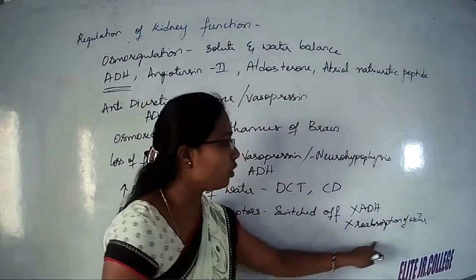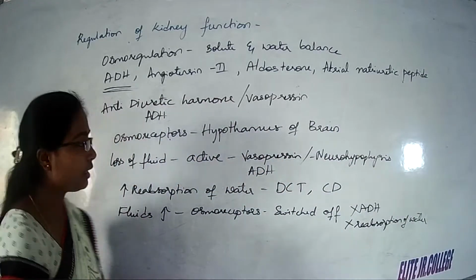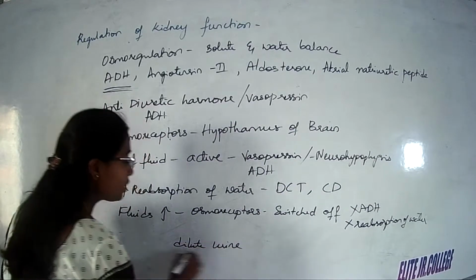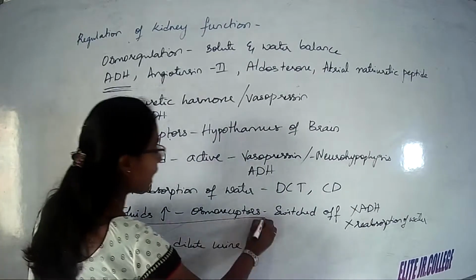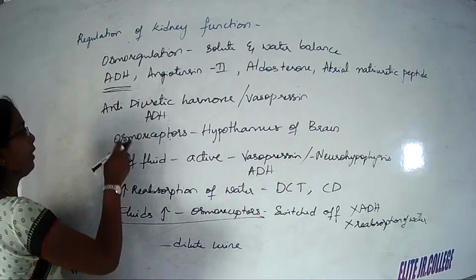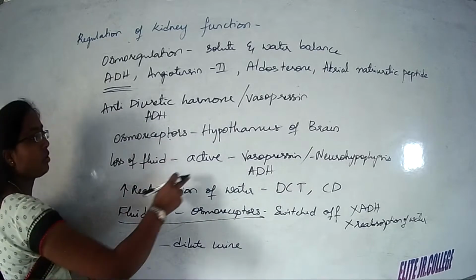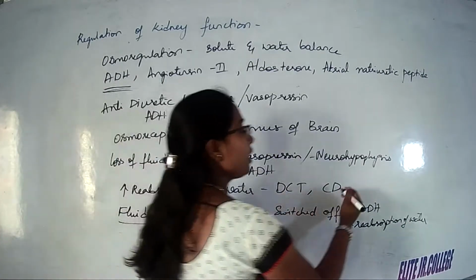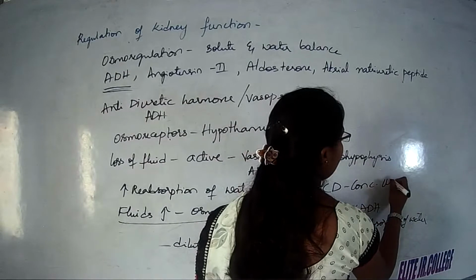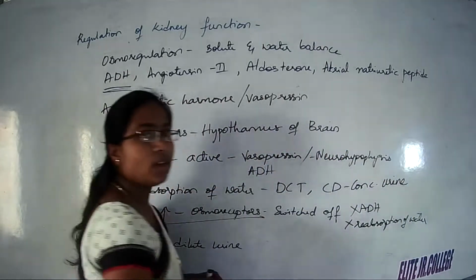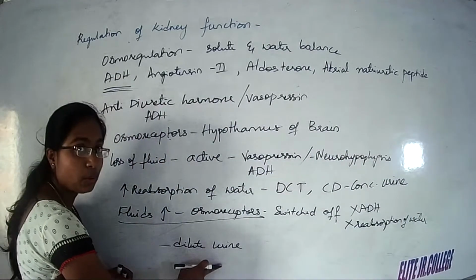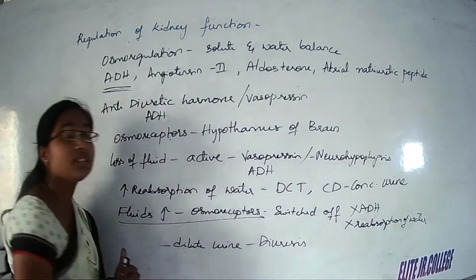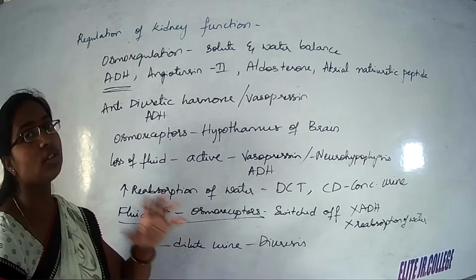Okay. When there is no reabsorption of water, then it is going to result in the production of a dilute urine when the osmoreceptors are switched off. Whereas compared to when the osmoreceptors are active, because of reabsorption of water from the distal convoluted tubule and collecting ducts, it is going to result in the production of concentrated urine. Okay, so here dilute urine is produced. That means here diuresis is occurring. That means increased amount of water is lost to urine.